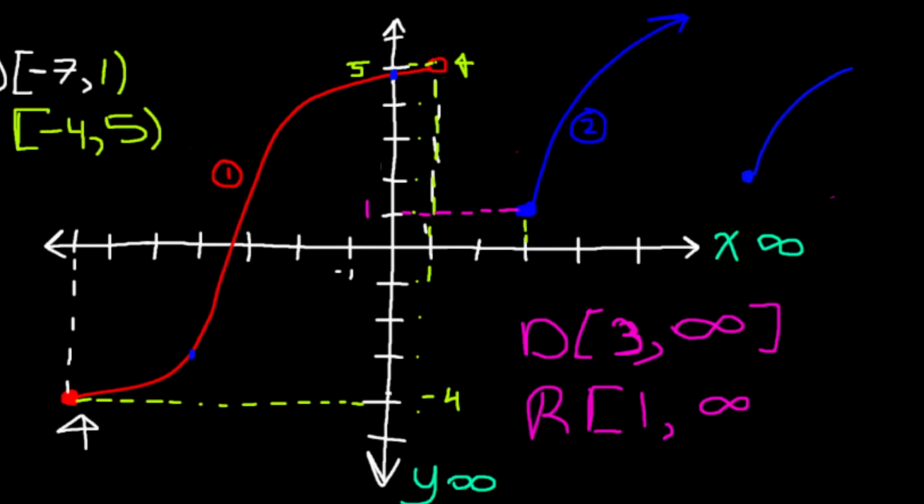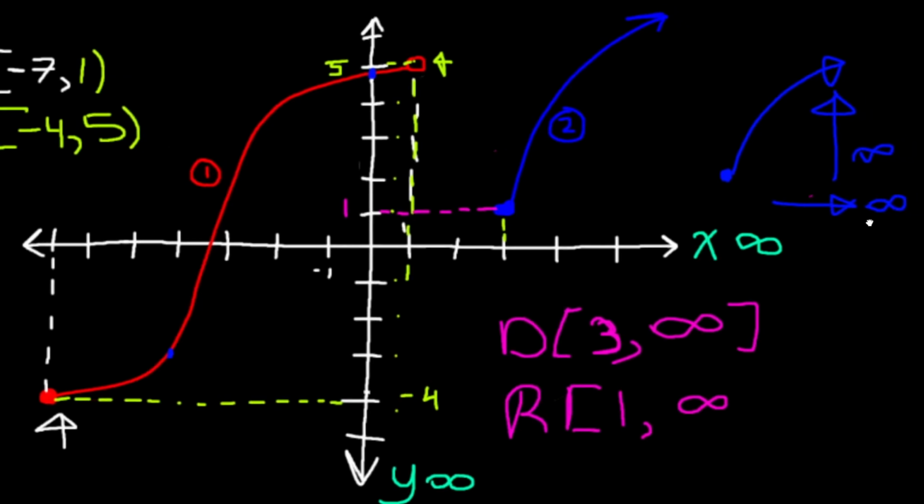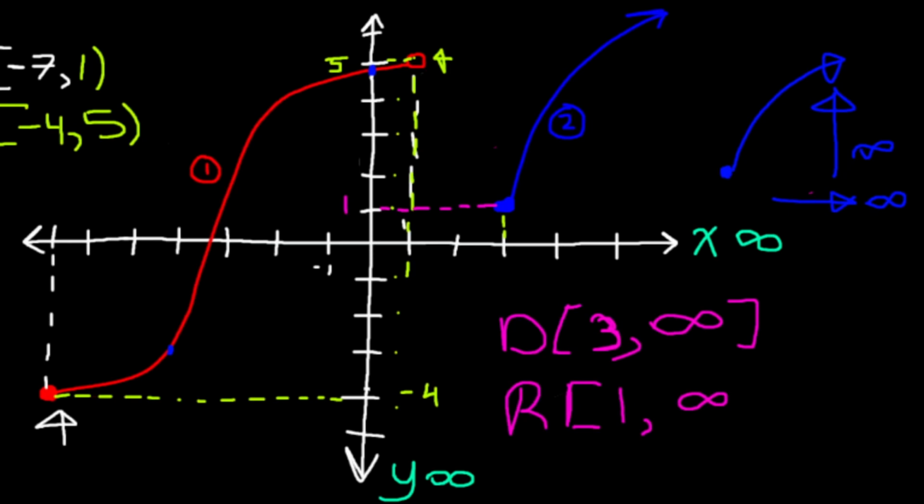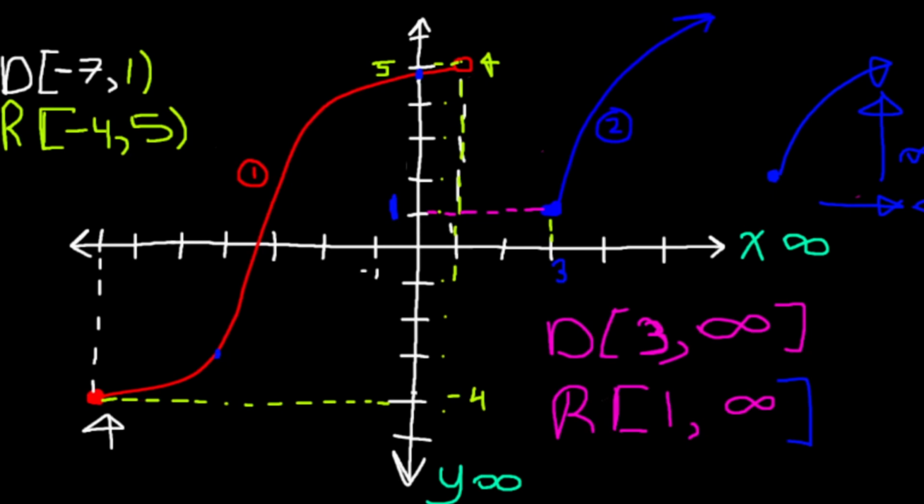As you can see, it goes to infinity on both ways. So it goes up to infinity and to the right to infinity. Therefore, oh, I didn't even close the bracket, my bad. Therefore, the highest value of the domain and the range is infinity, and the lowest is, as you can see for the domain, the x value is 3 right here, and the lowest for the range, which is the y value, is 1.